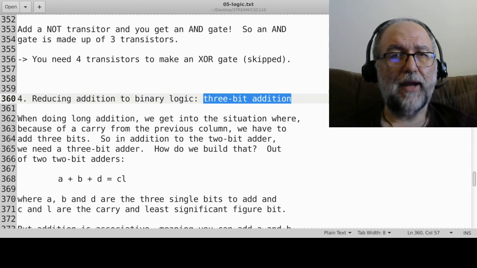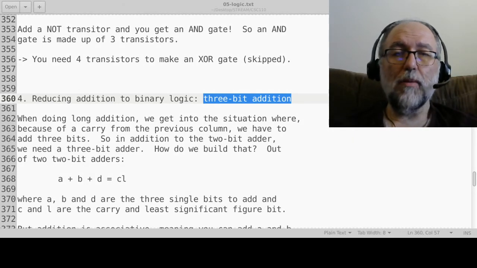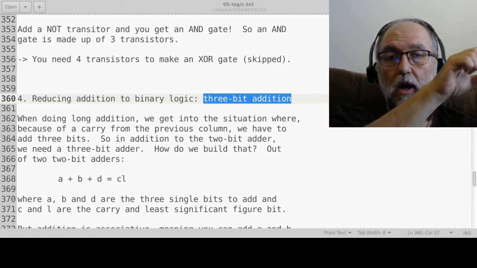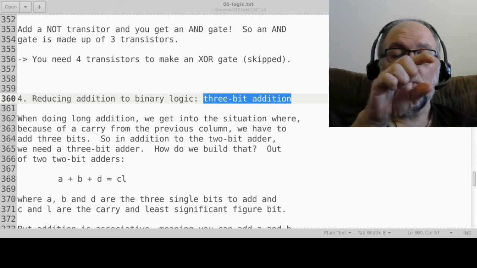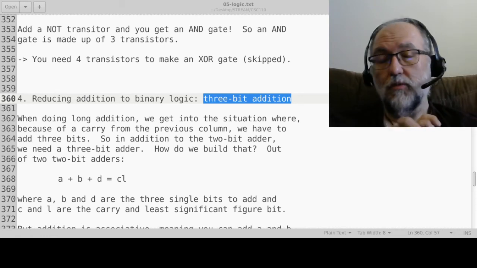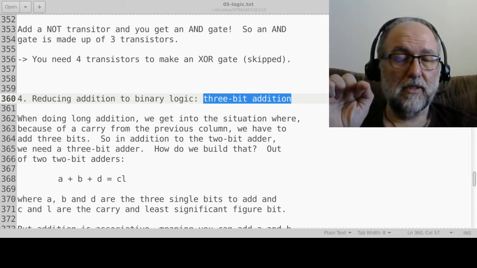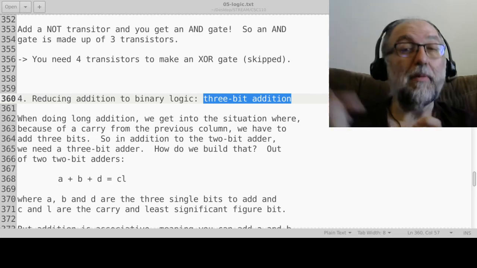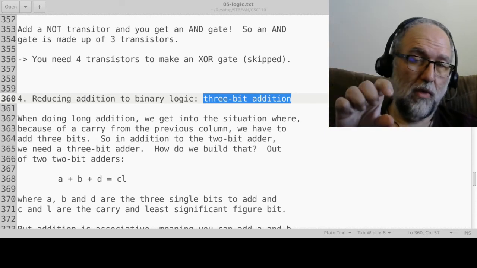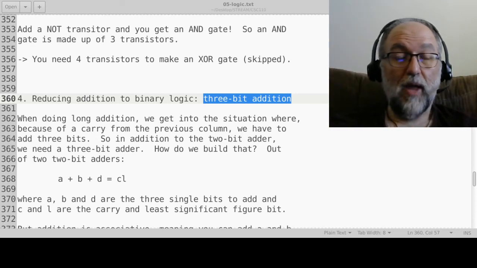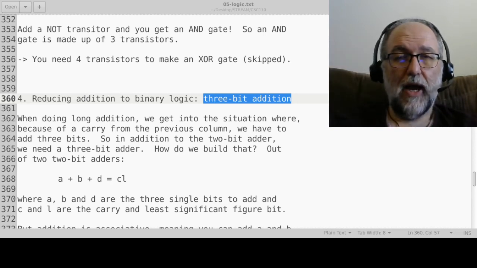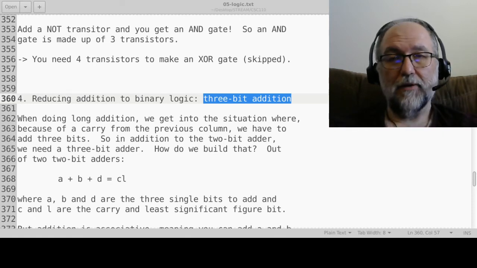We need a 3-bit adder. Why a 3-bit adder? Well, remember, whenever we're doing long addition, you've got a number like 1101, and we're adding it to 1111 or something like that. You remember how you align them, and then you add them column by column, just like you do in decimal. In the first column, you just add 2 bits. But when you get to the second column, you might get the carry. And you might get into the situation where you're adding 3 bits, so you might have 1 plus 1 plus 1. And we don't have a design for that. We have a design for 1 plus 1 or 0 plus 1, where we add 2 bits, but we don't have a design where we add 3 bits. And so we need a 3-bit adder.